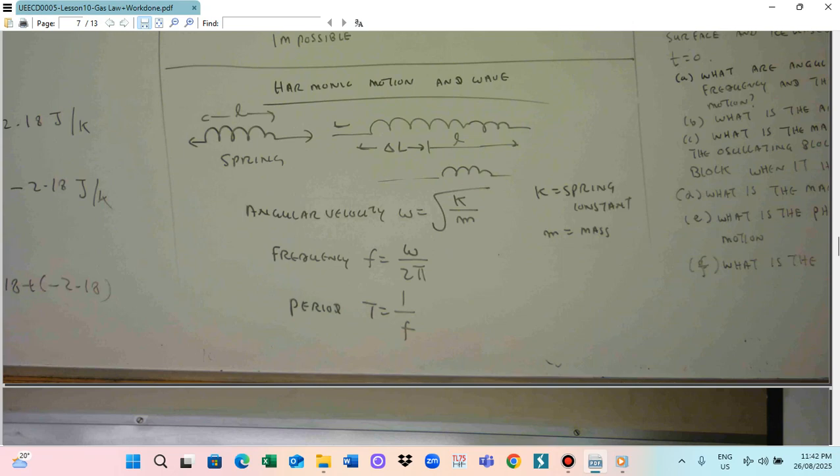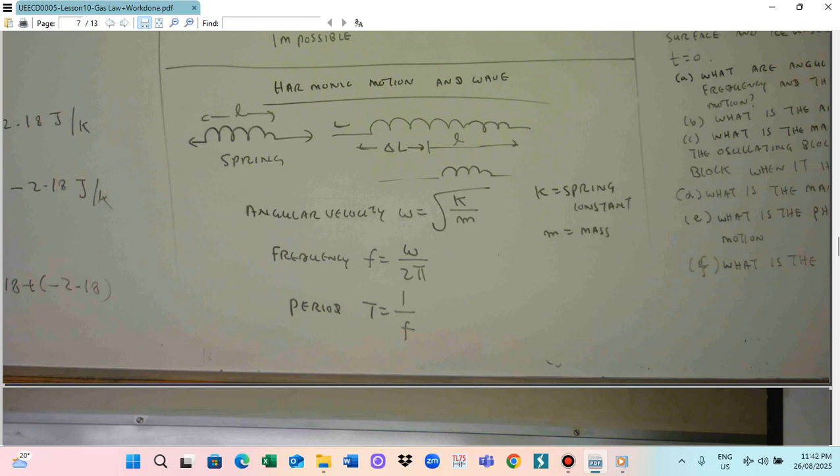And our frequency can also be calculated. Frequency f is omega by 2 pi, where omega is the square root of k by m. And the period T is equal to 1 by f. So these are the formulas to calculate for the oscillation.